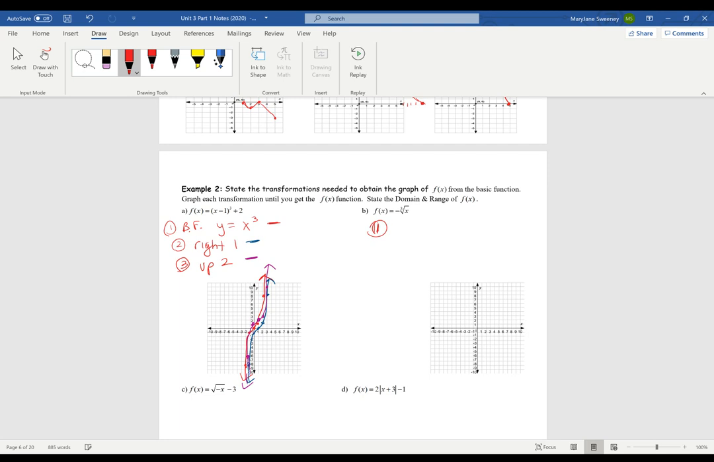Here, number 1, basic function is y equals cubic root of x. And then the negative out in front is a reflect over x axis. So let's say I do the basic function in red. Cubic root of 0 is 0. Cubic root of 1 is 1. Cubic root of 8 is 2. Cubic root of -1 is -1. -8 is -2.